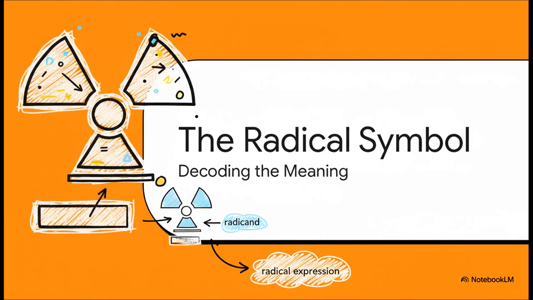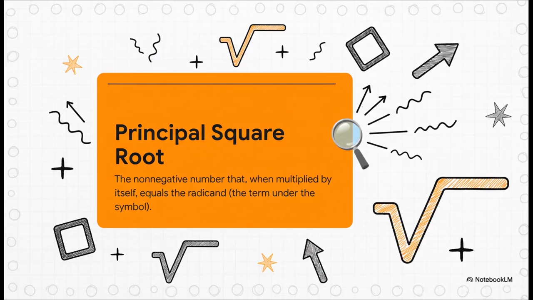And that brings us to the tool we need to solve this. It all starts with understanding this symbol. Now, officially, this symbol stands for the principal square root. And that's just a fancy way of saying we're only interested in the positive answer, the non-negative one.